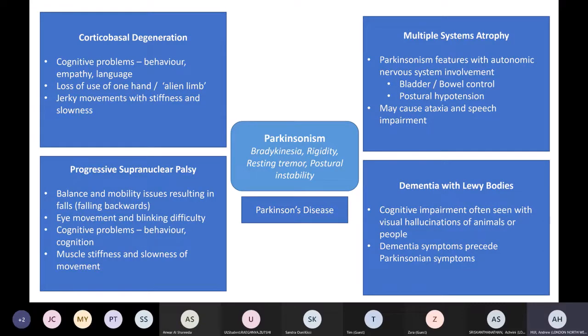with behavior and cognition. And then finally, as was previously talked about in part 1 of this neurology session, dementia with Lewy bodies. We have our cognitive impairment, but we often get visual hallucinations, especially of animals or people, not usually inanimate objects, or maybe problems with REM sleep. And the dementia symptoms always precede the Parkinsonian symptoms.